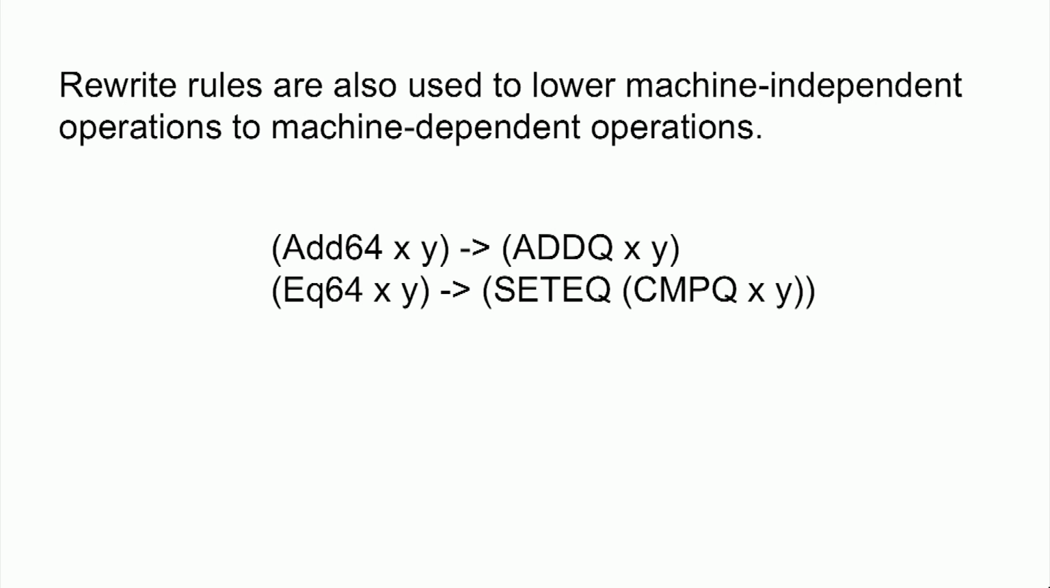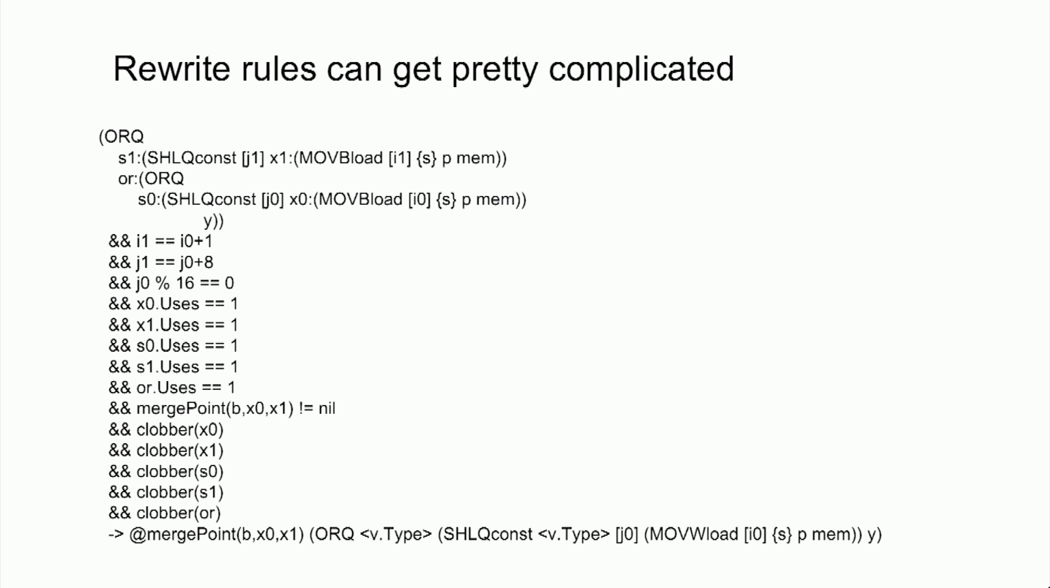And similarly, for Equal, it actually takes two instructions to implement. You have to do a compare of your two arguments, and that sets the processor flags, and then you have to use a separate instruction to extract out the equal bit from those processor flags. And so we have a whole bunch of rewrite rules that do this pass. And the rewrite rules can get pretty complicated. So there's not just these simple arithmetic operations for which we use rewrite rules, and the lowering for which we use rewrite rules.